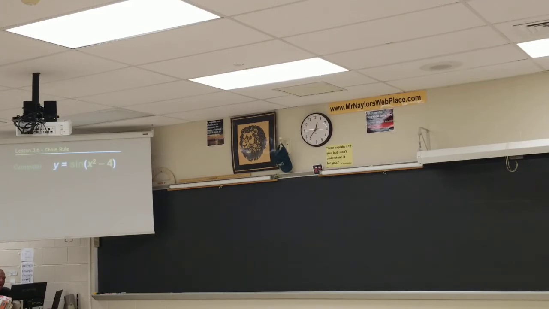So we have here y equals the sine of x squared minus 4. And we're trying to help you see that there's two functions, but one of them is on the outside, and that would be the sine function. And then there's a function on the inside. And on the inside, we see x squared minus 4.